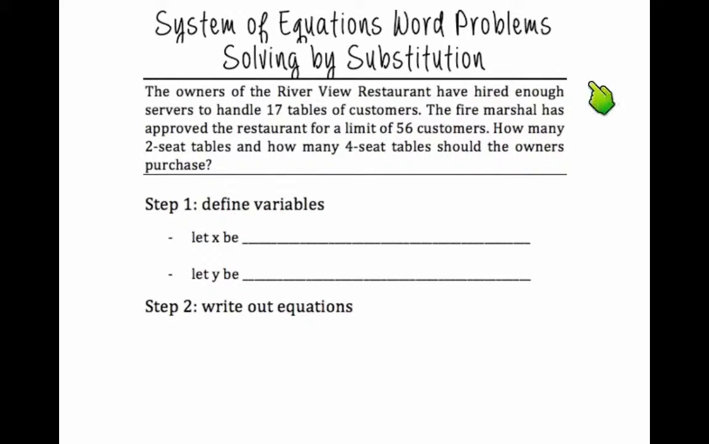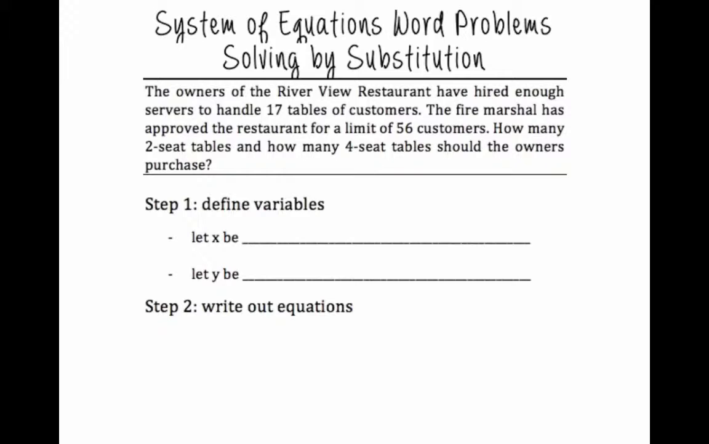So when you have a word problem like this, first thing you're going to do is define your variables, then you're going to write out your equations, and then you're going to solve by substitution, just like you have before. So let's go ahead. We have the owners of the Riverview restaurant have hired enough servers to handle 17 tables of customers. The fire marshal has approved the restaurant for a limit of 56 customers. How many 2-seat tables and how many 4-seat tables should the owners purchase?